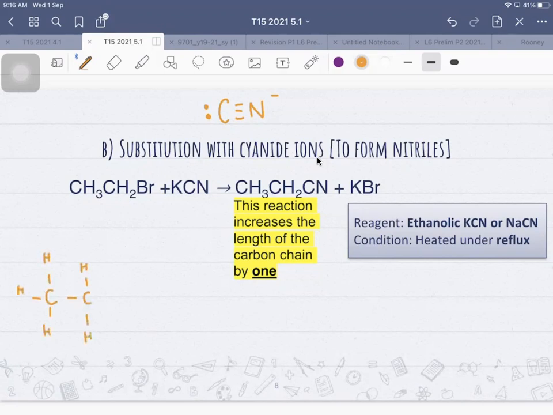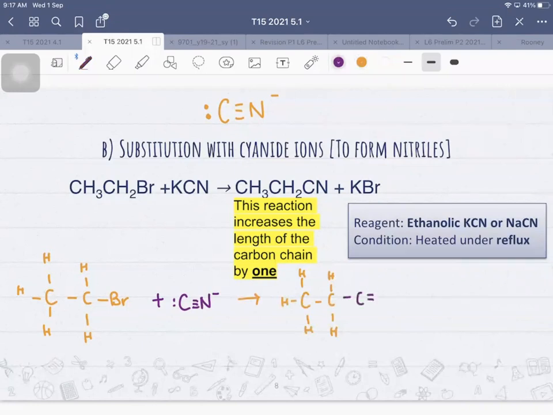Okay. Now, if I just draw this out, just to show you, you have a bromoethane, and then you react it with cyanide ion. Maybe I'll draw the full drawing. The potassium ion is just there as a counter ion. It will just float in the reaction mixture. So what happens? The cyanide ions will replace your halogen. In this case, it's the bromo that will get replaced.